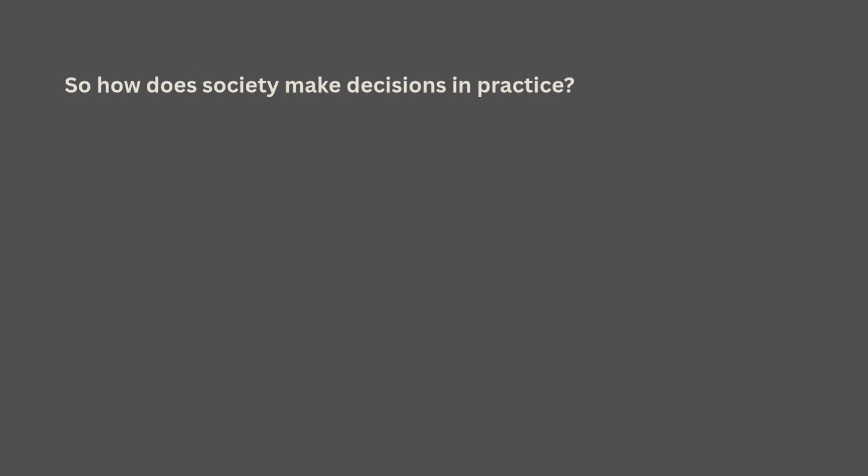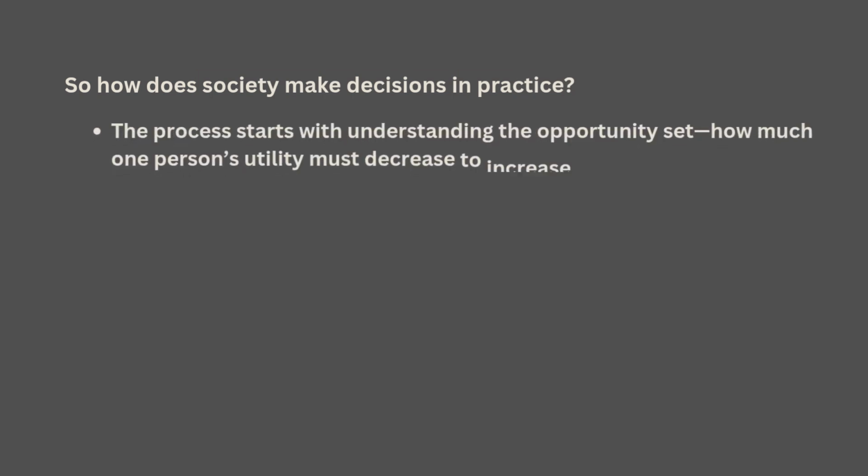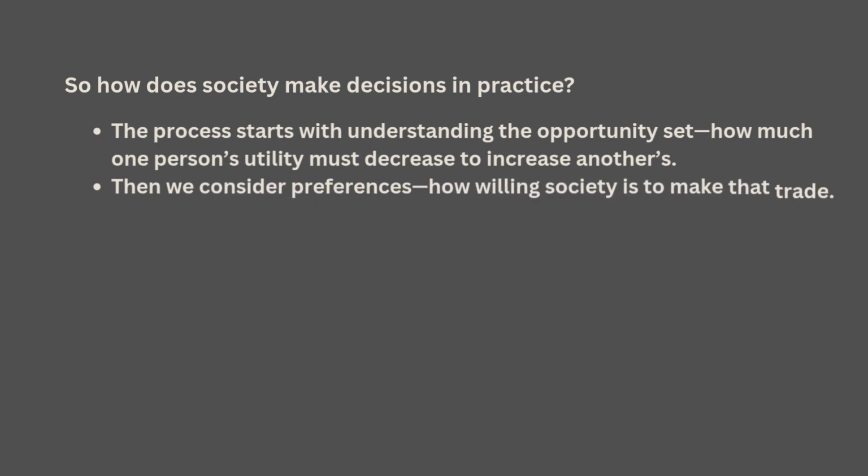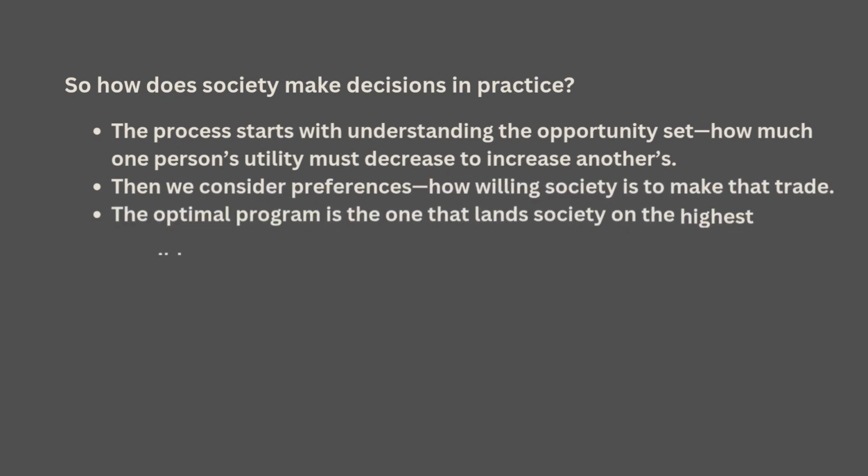So how does society make decisions in practice? The process starts with understanding the opportunity set: how much one person's utility must decrease to increase another's. Then we consider preferences, how willing society is to make that trade. The optimal program is the one that lands society on the highest possible social indifference curve. Of course, it's not always easy to measure and compare people's happiness. People are different and their preferences vary. That makes social welfare functions complex.